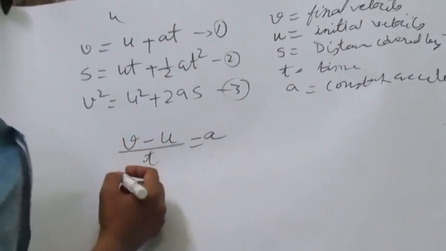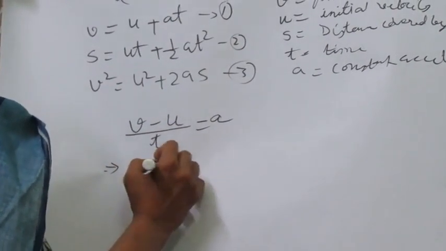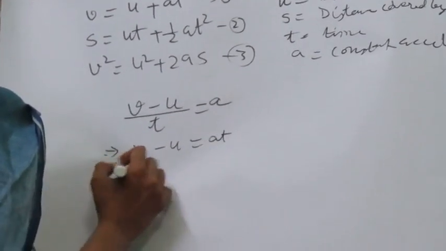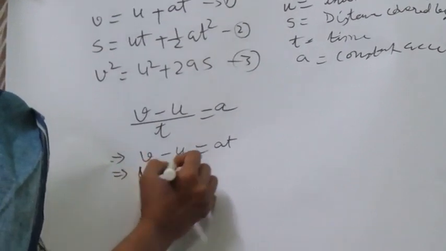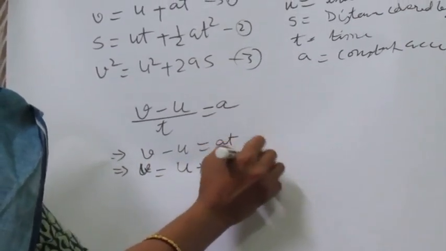So now this is simple maths. V minus U equals AT, or V equals U plus AT. Equation number 1 derived. Clear?